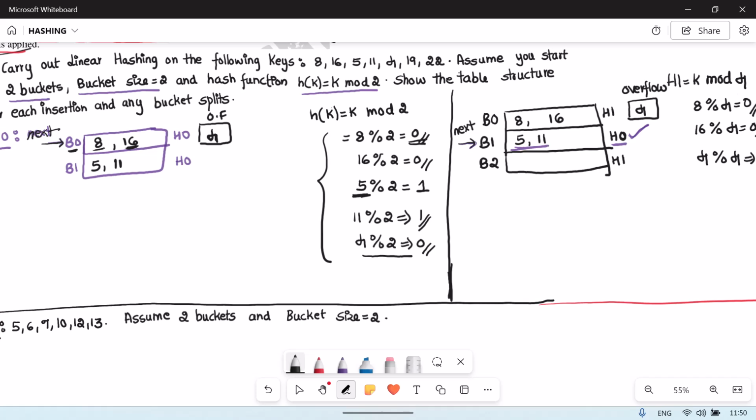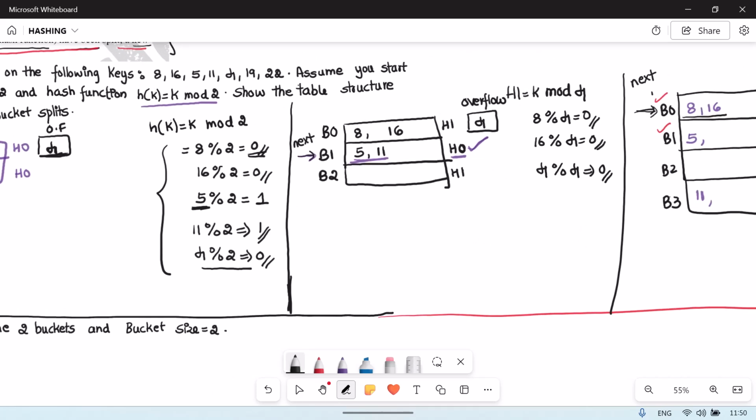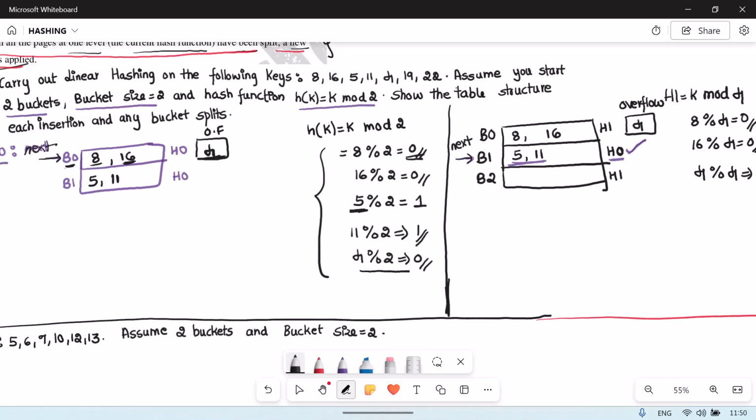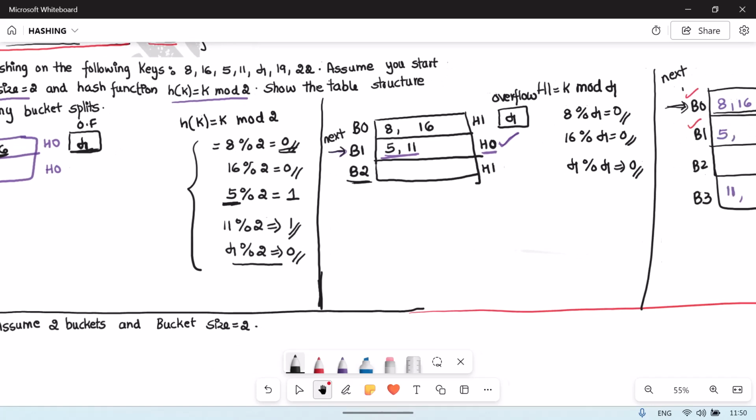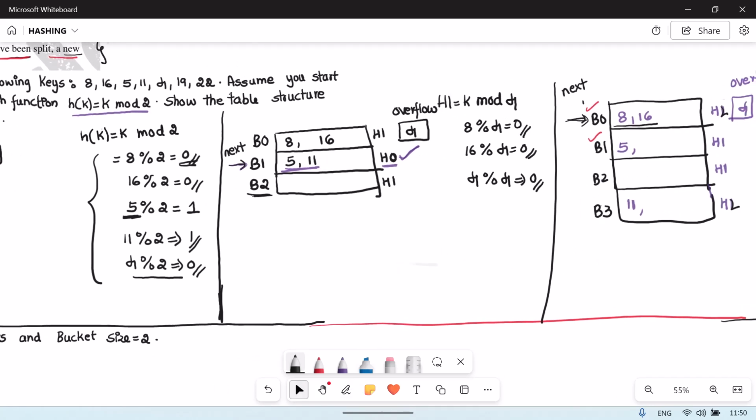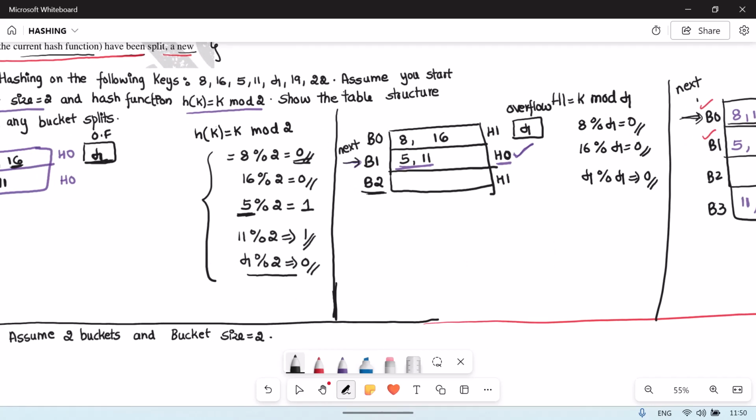The first part: you will have to look at the next. The overflow has occurred at 4, I mean at B0. So ideally you have to split wherever the next is pointing to. Next is pointing to B0, so B0 only has been split. B0 has been split to B0 and B1, and next has moved to the next value. Correct. So when you split, the hash function also will increase.